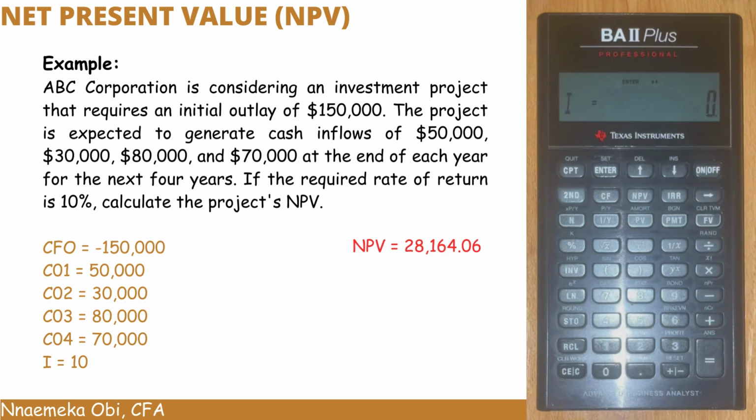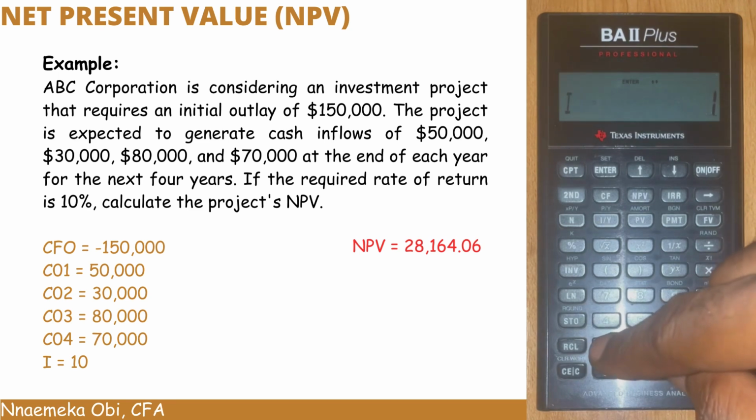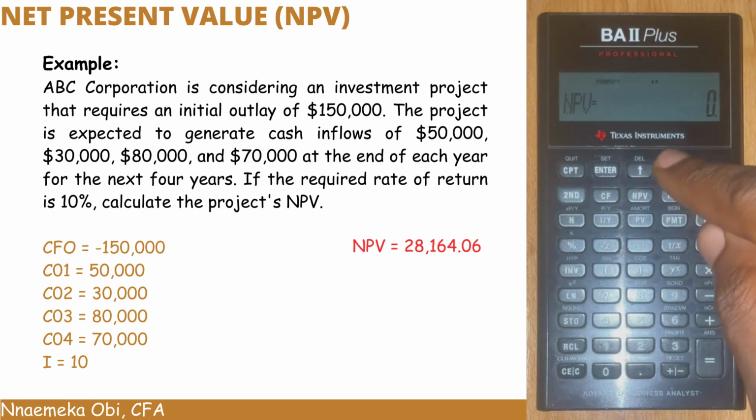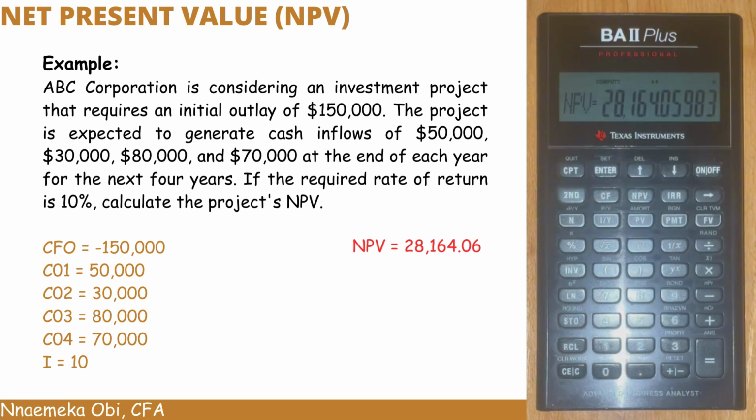Okay, so we see I, which is our interest rate or the discount rate. So the required rate of return for this project is 10%. So we are going to press 10, we press enter. Okay, now we press arrow down, we see NPV, so we press compute. So that gives us NPV of 28,164.06. Okay, so this is how we can use the calculator to compute NPV for a project.